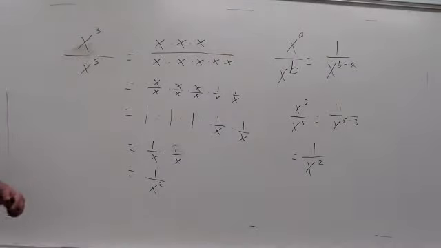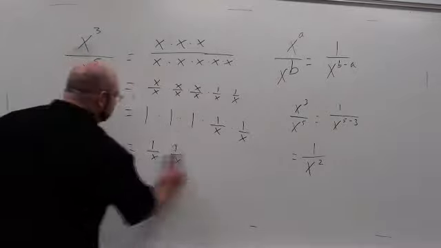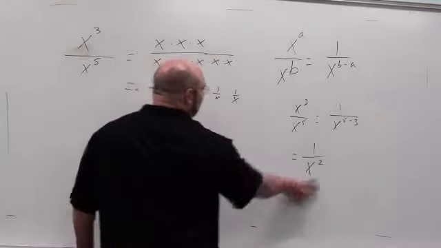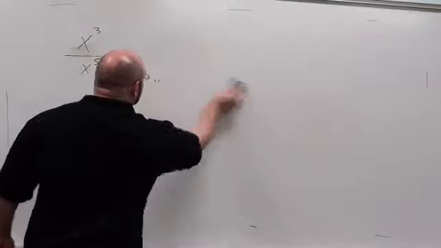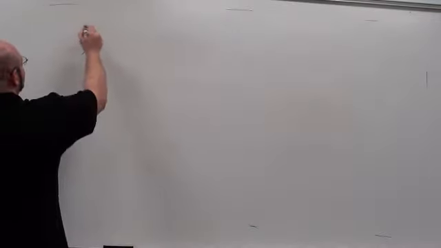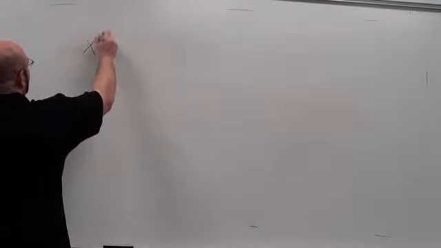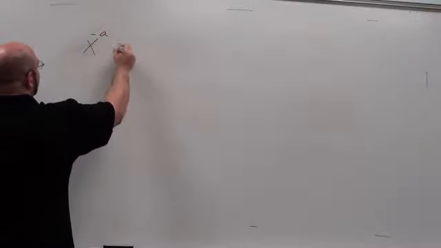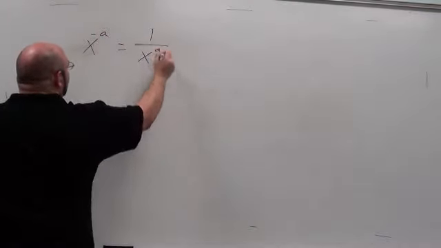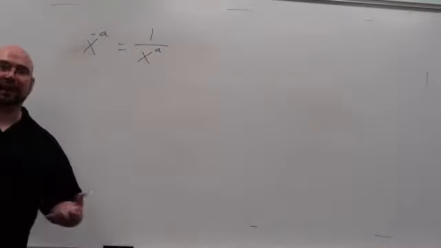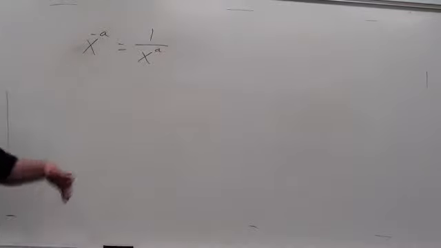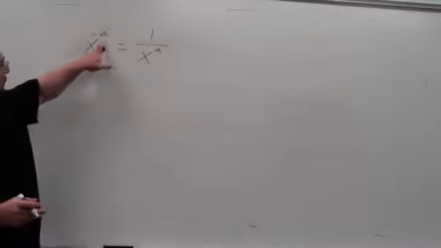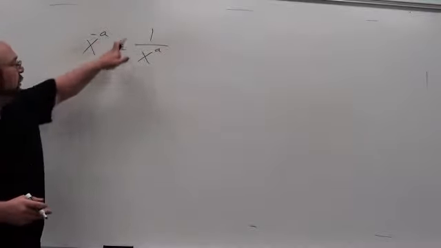Now, if you really want to get technical about this, I'm going to show you this rule now. And I probably should have shown you this first, but whatever. x to the negative a is equal to 1 over x to the a. Essentially, it's bad manners to have a negative in the exponent. I mean, you can have it there, but it doesn't look right. So to keep it from being bad manners, we're going to drop it down.